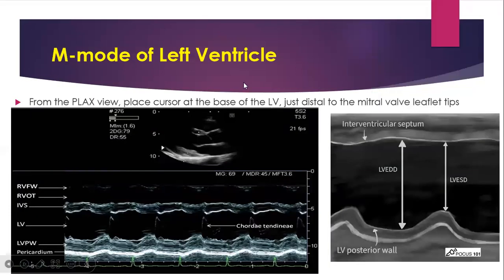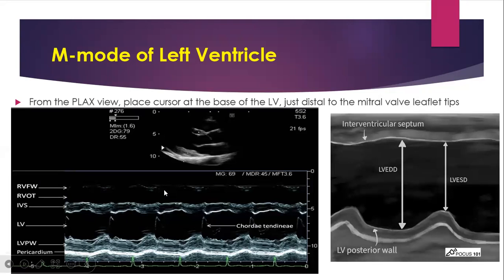In that case, you put your cursor there, and you can see the chordae tendineae. You remember these are the structures which support the valve in position. Then you measure the left ventricular end-diastolic diameter and the left ventricular end-systolic diameter. You put this one at the shortest point and this one at the longest point. This is the systolic phase, and this is the diastolic phase. This is the interventricular septum, and this is the left posterior wall. This will measure the size of the ventricle, and we measure the left ventricular volume in this case.